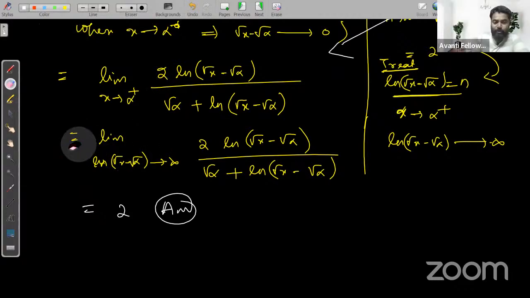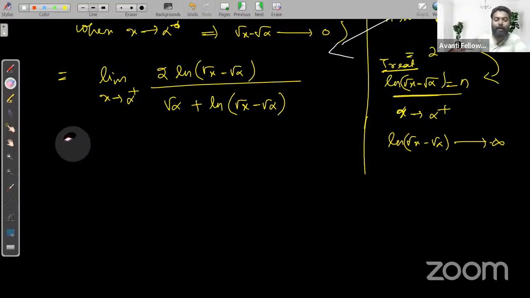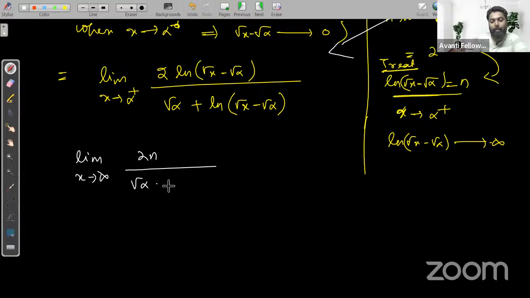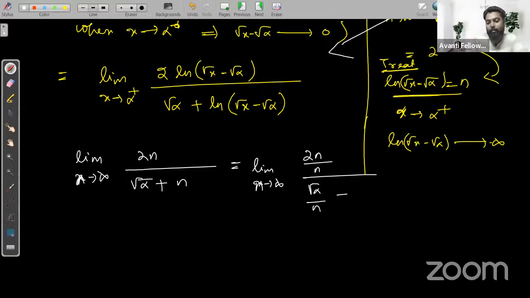Let me repeat it once more. Forget this for now. Suppose you have one limit. I am asking you to find the limit as n tends to infinity of 2n upon root alpha plus n. What will you do? Sorry, this is n tending to infinity, that is 2n upon n. You can divide n with the numerator and denominator, root alpha by n plus 1. So this becomes 2, or not? So the limit becomes 2.